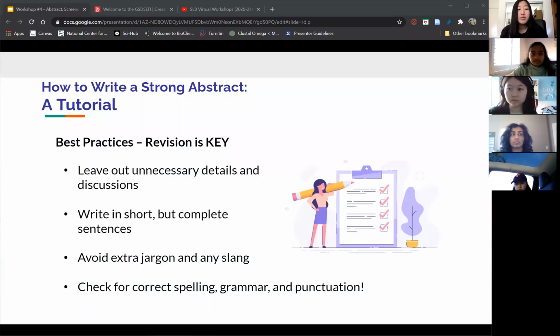Here are more tips for writing a strong abstract. Revision is key to help you leave out unnecessary details and discussions. Write in short but complete sentences. Avoid extra jargon and any slang. And as always, check for correct spelling, grammar, and punctuation. Ask for writing help from an English teacher or librarian.